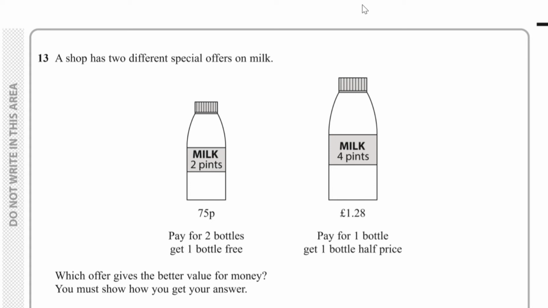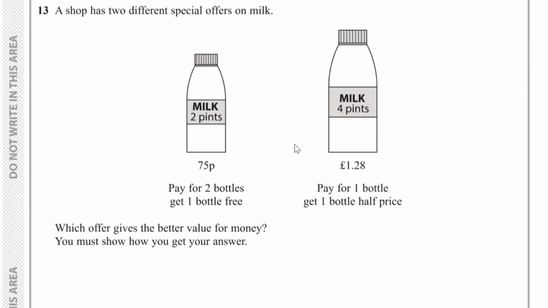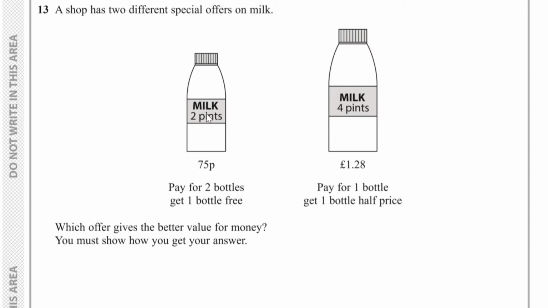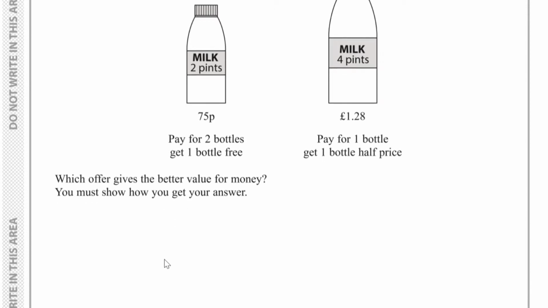Question number 13. A shop has two different special offers on milk. We've got this first offer, 2 pints is 75p. We pay for 2 bottles, we get 1 bottle free. For this second offer, we have 4 pints of milk for £1.28. We pay for 1 bottle and we get 1 bottle half price. Which offer gives the better value for money? You must show how you get your answer.